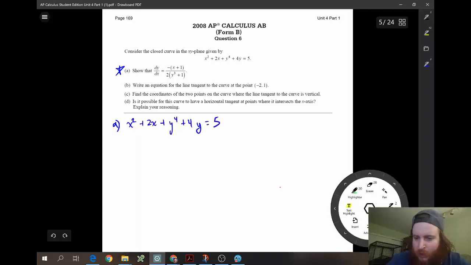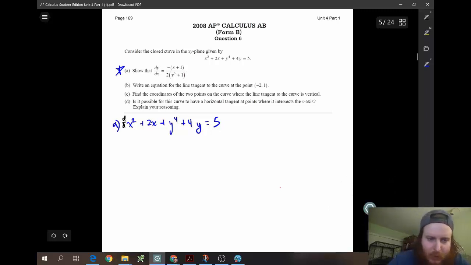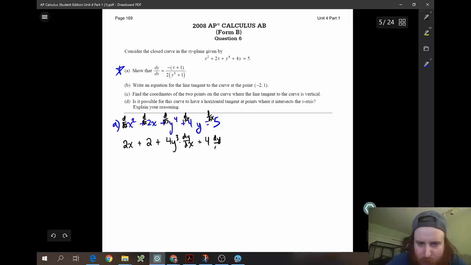And then I'm going to write in d/dx, d/dx, d/dx, d/dx, and d/dx, and if you have different colors, you can use them. So the derivative with respect to x, that's how we say that. The derivative with respect to x of x squared is 2x, plus the derivative of 2x is 2, plus 4y cubed times dy/dx, plus 4 dy/dx equals 0.